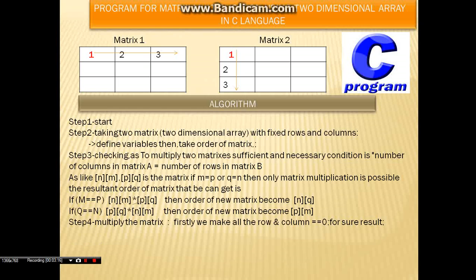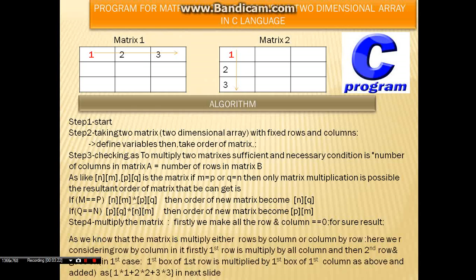Step 4 is to multiply the matrices. Firstly, we make all the rows and columns equal to 0 in order to make sure we are not getting any junk value that may be added. As we know, a matrix is multiplied either rows by columns or columns by rows. Here we are considering row by column.